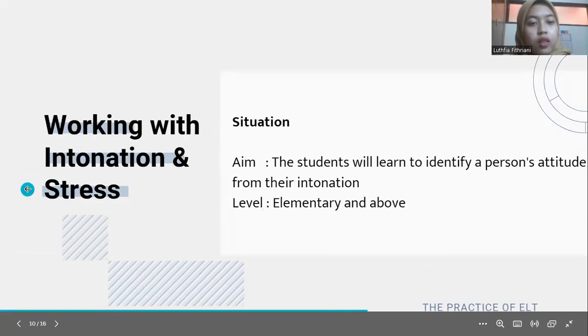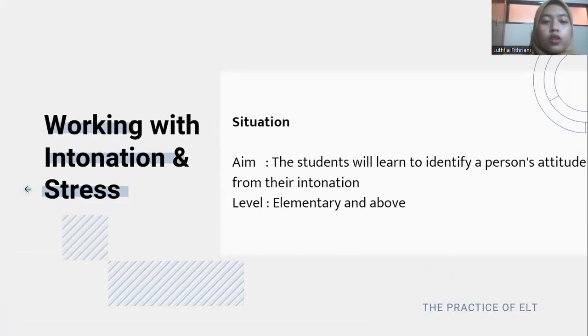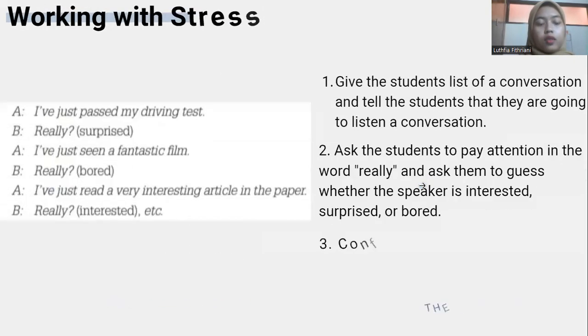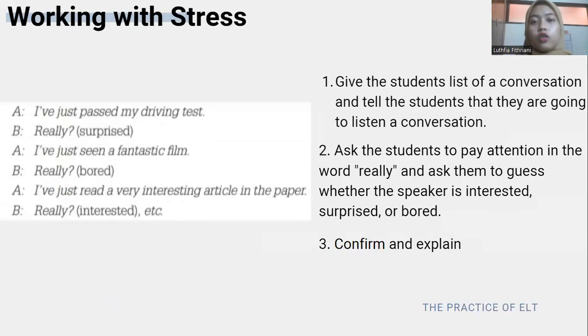Now we will move to working with intonation and stress. And here is the simulation. We will teach students at elementary level or above, and the aim of the lesson is that the students will learn to identify a person's attitude from their intonation. The first step that the teacher should do is give the students a conversation and tell them that they are going to listen to a conversation.